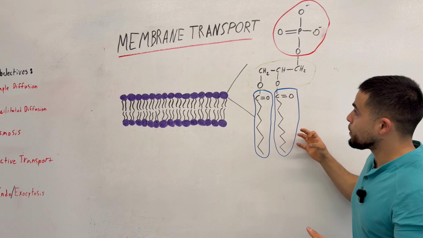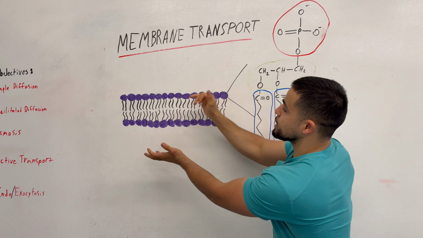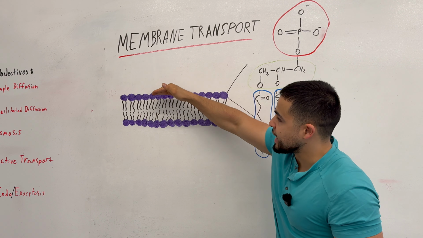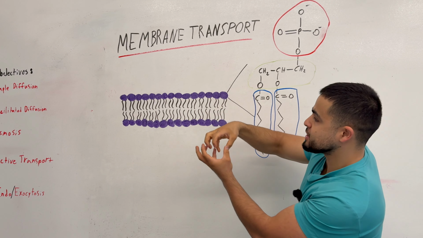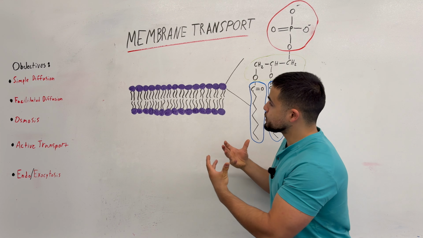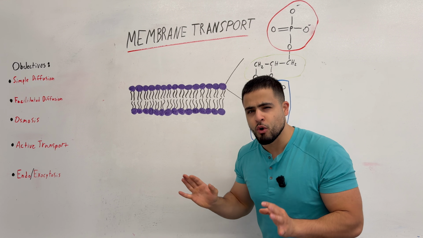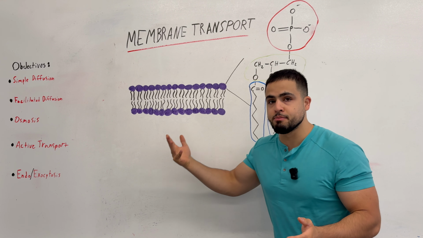So when you throw a bunch of these phospholipids in an aqueous environment, they tend to spontaneously arrange in this format. Why is that? Because the hydrophilic heads are going to interact with the aqueous environment, and the hydrophobic tails are going to cluster with one another in the interior of the phospholipid bilayer. Because of this unique arrangement, only a specific set of molecules can freely move or freely diffuse across the membrane. So that's a good segue into simple diffusion.